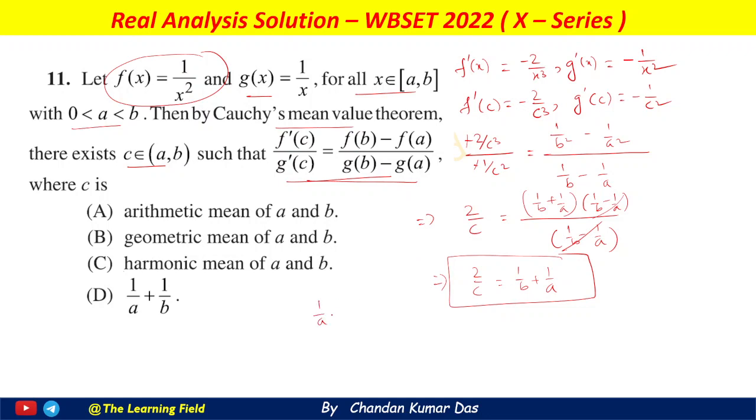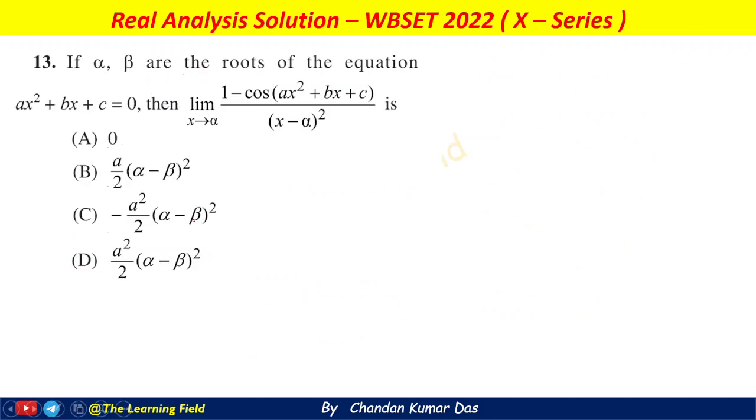Since if 2 by c equal to 1 by a plus 1 by b, then c is the harmonic mean of a and b. This is the simple definition. That means option C is clearly correct here. Going to the next question.